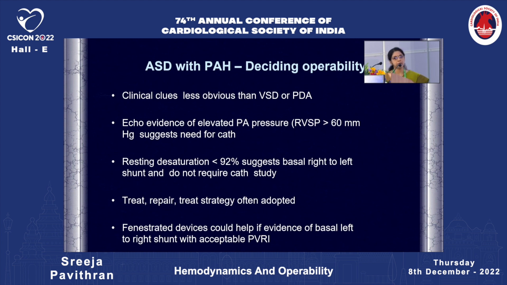Now in adults you often come across ASD with PAH. The problem with ASD PAH is there are no hardcore clinical signs which will point towards an inoperable state other than a resting saturation. So when there is echo evidence of an elevated PA pressure, like if the RV systolic pressure is more than 60, then we need to do a cath study to really assess, because it is very uncommon in a simple ASD which is having just a hyperkinetic PAH. A resting desaturation of less than 92% will indicate a right-left shunt and does not require a cath study.